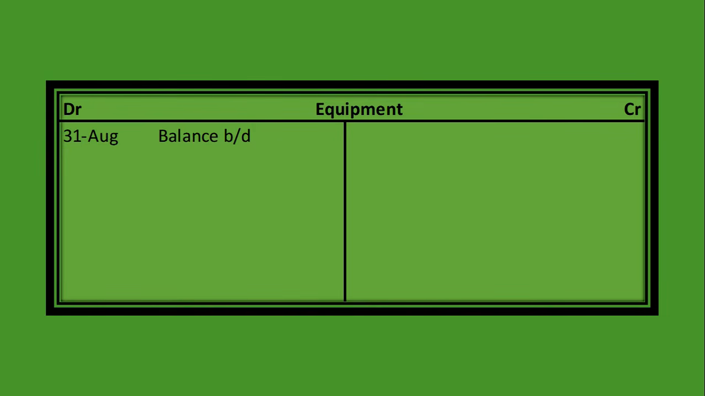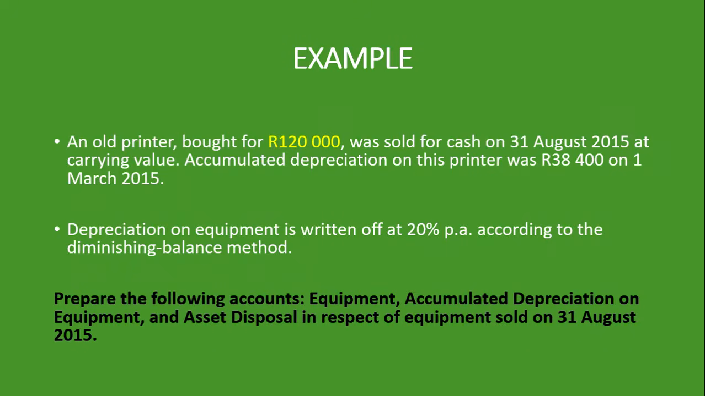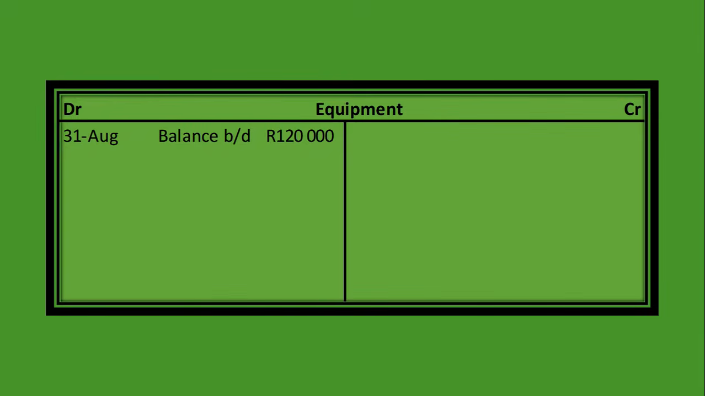For the asset that we are selling, we need to record the actual cost at which we bought the asset. It tells us that the old printer which we sold was bought for 120,000 rand, and that is the balance that we are given. So we always record the cost at which we bought the asset, not the carrying value of the asset. That is the first thing that we do. We put it on the debit side because we know our assets increase on the debit side.